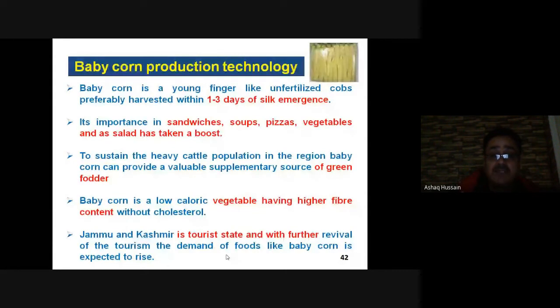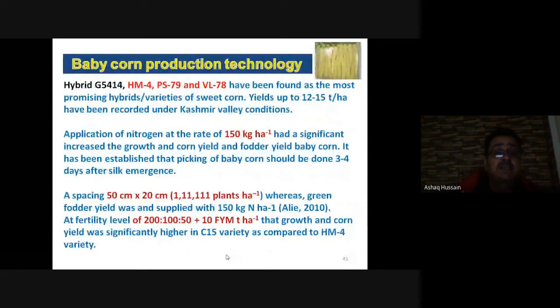And then the vegetable has high fiber content and is very good for health. Again, certain hybrids that are recommended are G515414 and HM4, then PS79 and VL78. The yield is 12 to 15 tons per hectare. 150 kilograms of nitrogen has to be supplied, and 1,11,101 plants per square, that is 50 into 20 centimeters spacing, is recommended for this type of crop.